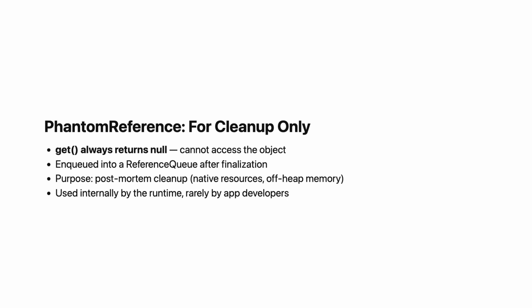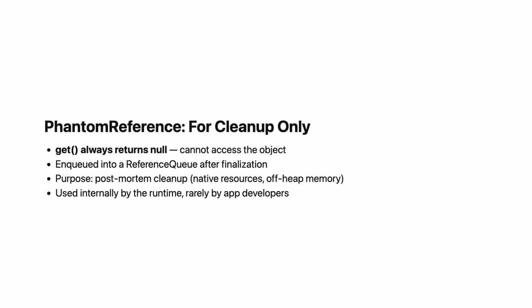Here is how it works. You create a phantom reference and associate it with a reference queue. When the GC determines that the object is phantom reachable, meaning no strong, soft, or weak references exist, it enqueues the phantom reference into the queue. Your cleanup code polls the queue and performs the necessary cleanup. The object itself is already gone. You cannot access it, but you know it is gone and you can clean up associated resources.